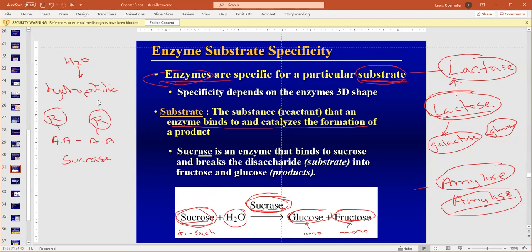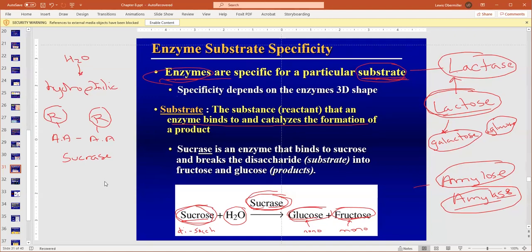If we wanted to reverse this reaction, we would need an enzyme that had R groups that were hydrophobic, because we want to scare water out. We need to remove the water in order to reverse this reaction, and that would be a dehydration reaction. Okay.